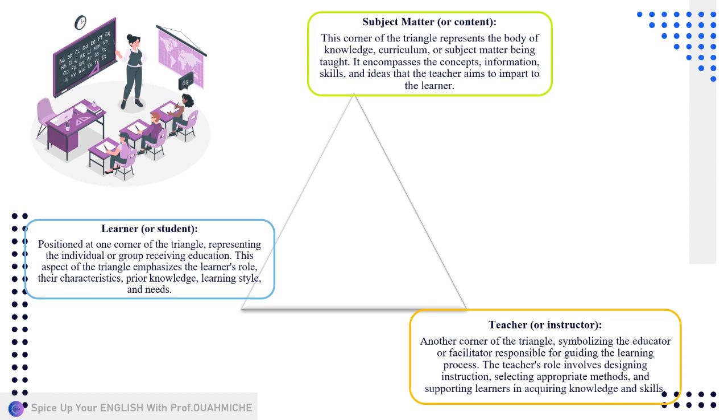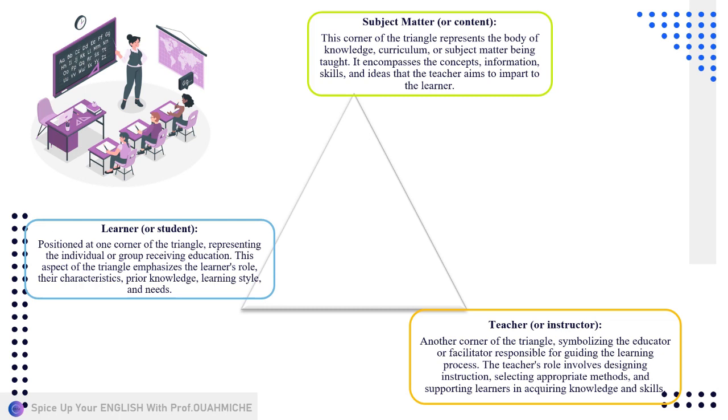At the top, we have the subject matter, or content. This corner of the triangle represents the body of knowledge, curriculum, or subject matter being taught. It encompasses the concepts, information, skills, and ideas that the teacher aims to impart to the learner.